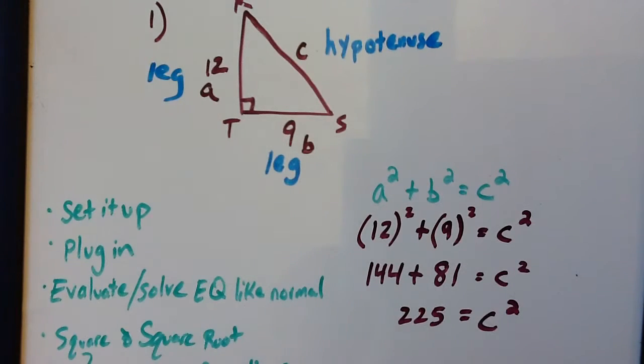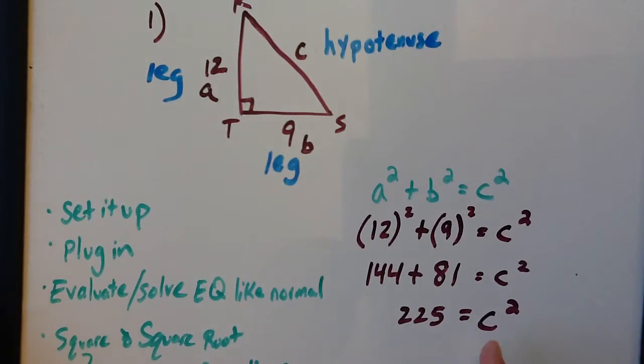But I don't want to know what c squared is. I want to know what c is. So how am I going to isolate c? How am I going to get c by itself? Well, just like we've always done, we need to use inverse operations. Right? We know that addition and subtraction are inverse operations. They undo one another. Multiplication and division are inverse operations. They undo one another. Well, what undoes a square?